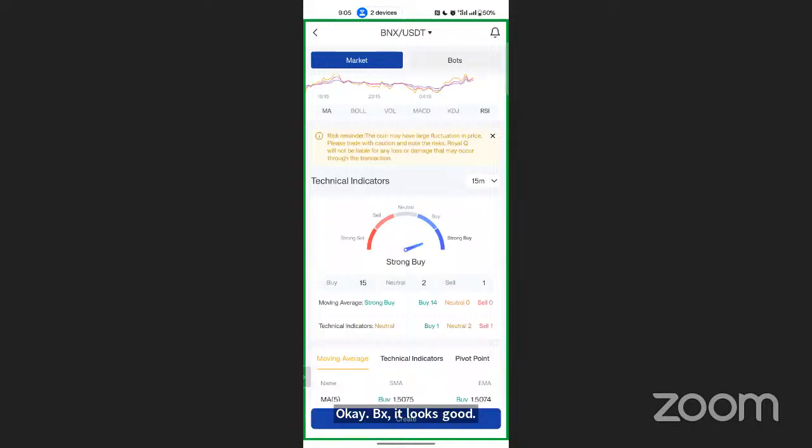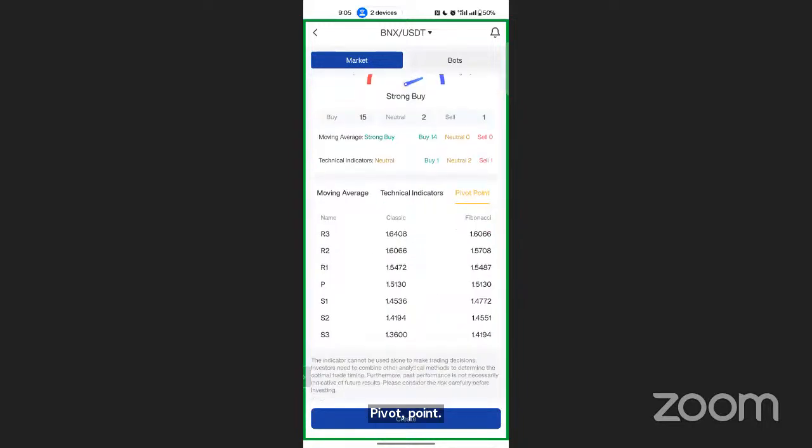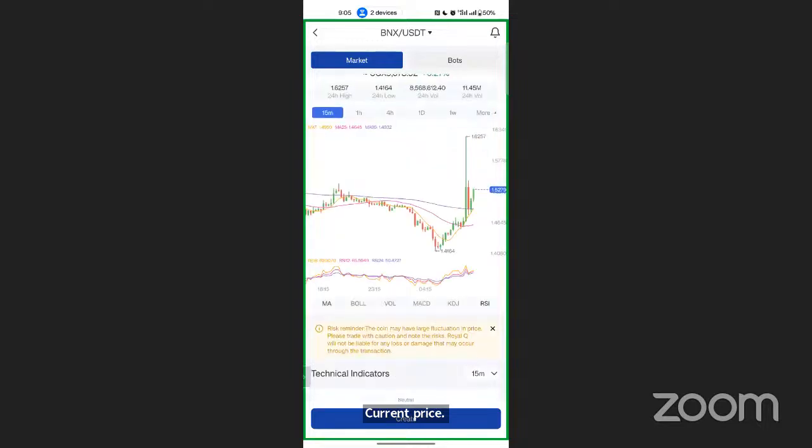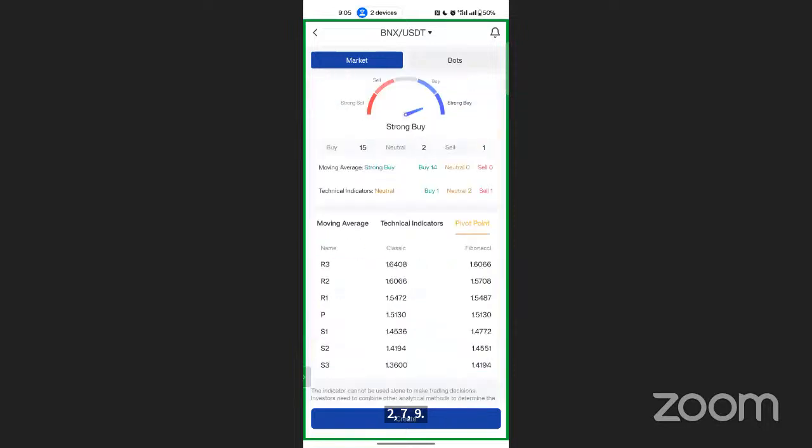Pivot point, current price, 1.5279. Pivot point, 1.5130. It means that it is above the pivot point, but it has not yet reached resistance 1. It's above, because it is 1.5279, but it has not yet reached resistance 1.